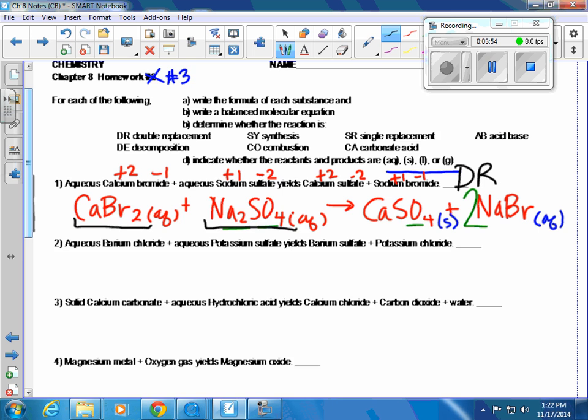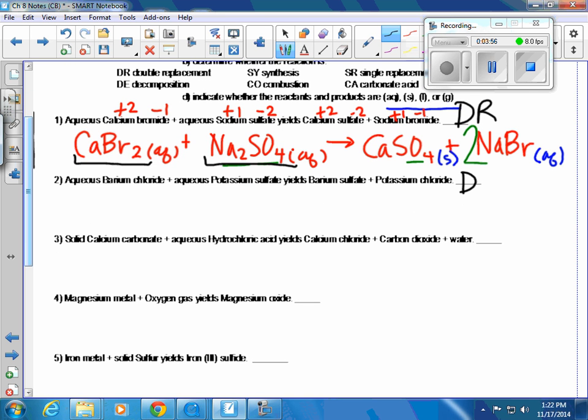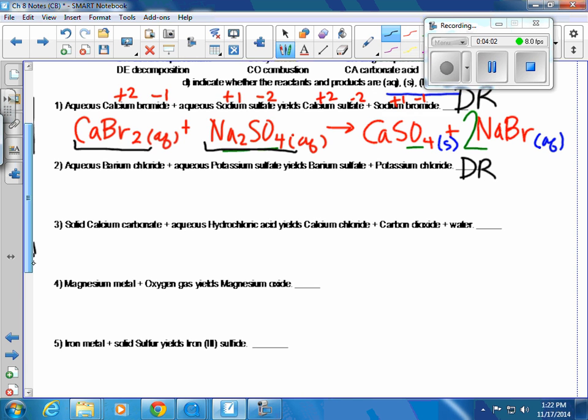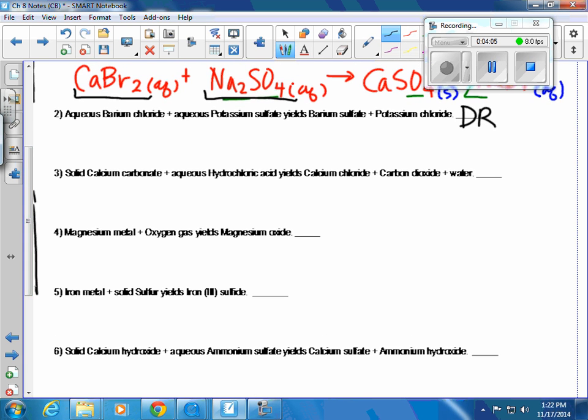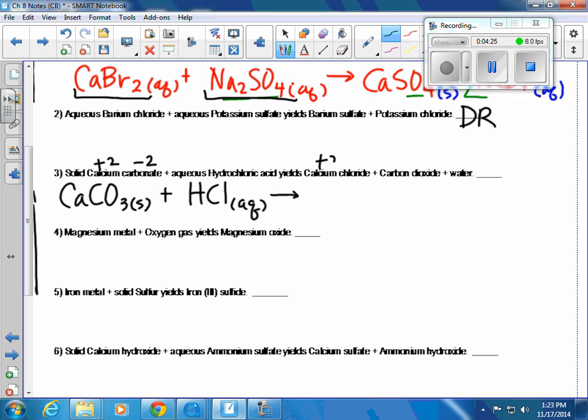All right, if you want to practice another double replacement, that would be number 2. That's going to be another double replacement. I do not want to use that one as an example since it's the same thing we just did. So let's do number 3. So here I have solid calcium carbonate. Again, calcium is +2, carbonate is -2. So it's going to be CaCO3, and it tells us that it's a solid, plus aqueous hydrochloric acid. So we have an acid, and we know that it's aqueous. All acids start with H. Yields calcium chloride, which is +2 -1. So it's CaCl2 plus carbon dioxide plus water.